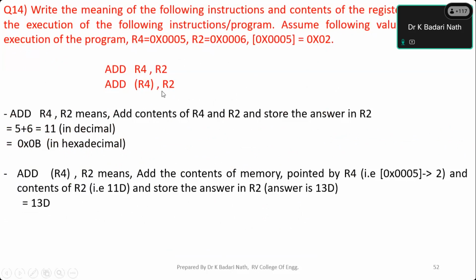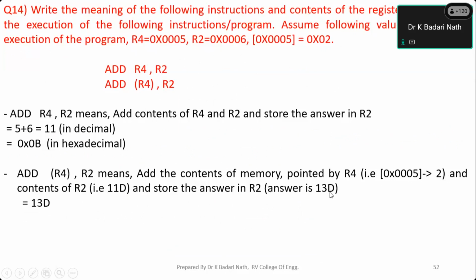That will be moved into R2, so that is added with the contents of R2. What is there in R2? 6 is there. So 6 plus 2, 8. 8 will be stored into R2. So you can just see that, add the contents pointed by R4, that is 5, 2. So that is a 2 value. And then the contents of R2 is 6. And the contents of R2, so now it's changed. The contents of R2, because of the first instruction, has become 11 decimal. And store the answer in R2.